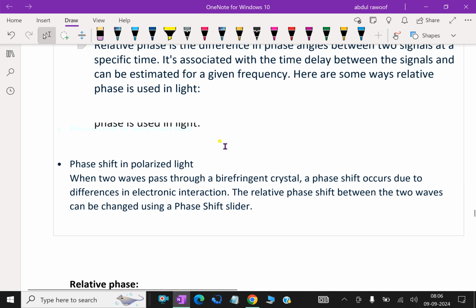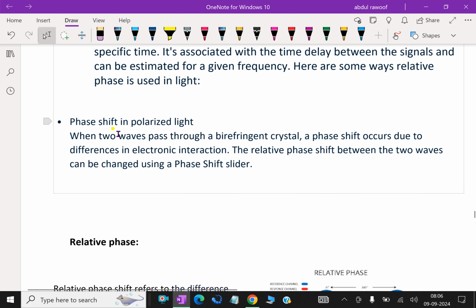Next, phase shift in polarized light. Phase shift happens in polarized light when two waves pass through birefringent crystals. A phase shift occurs due to differences in electronic interactions. The relative phase shift between the two waves can be changed using a phase shift slider.